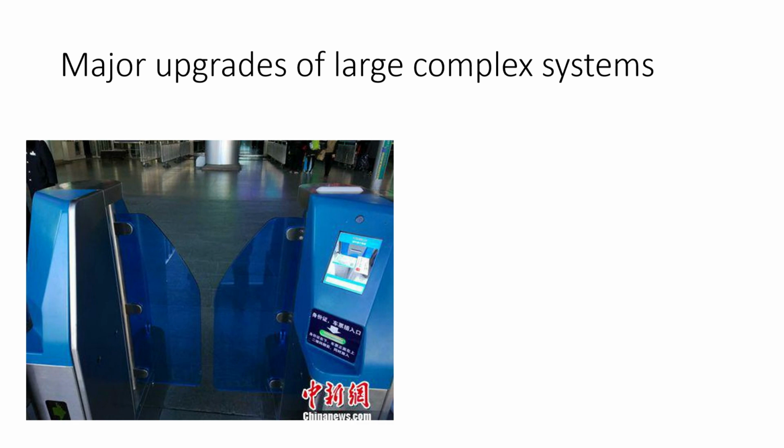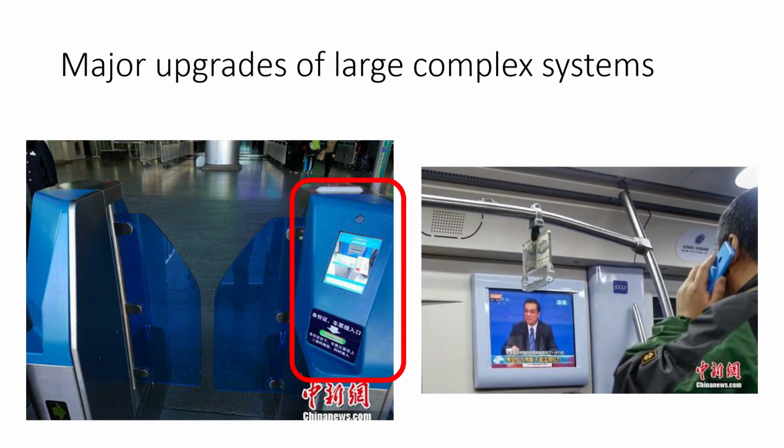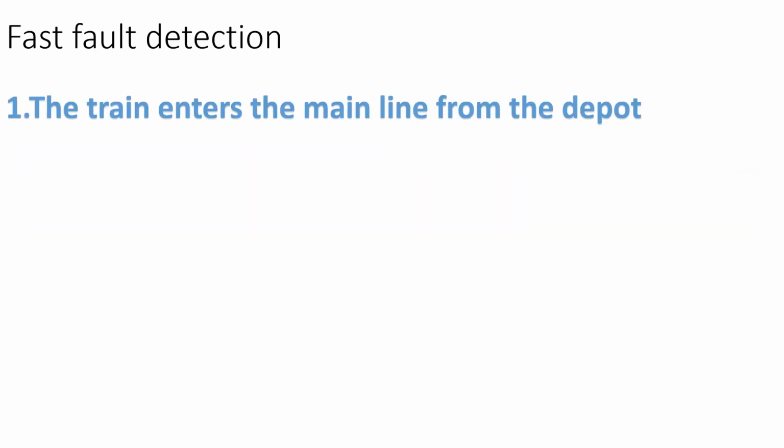Here I give the example of technologies to be applied in the Beijing subway, such as the face recognition system, which enables passengers to quickly pass the verification to get in the station. And the screen in the subway can also realize human-computer interaction. So this is the face recognition machine. And the next one is the fast fault detection.